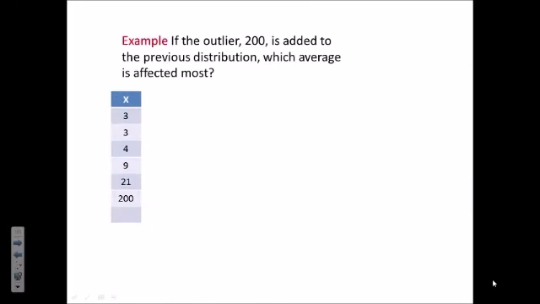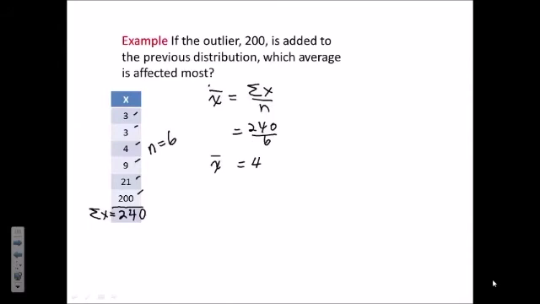If the outlier 200 is added to the previous distribution, which average is affected most? The mean, x bar, is the sum of the scores divided by the number of scores. The sum of the scores would now be 240. And the number of scores, 1, 2, 3, 4, 5, 6, is increased to 6. So the mean, sample mean, would be 40.